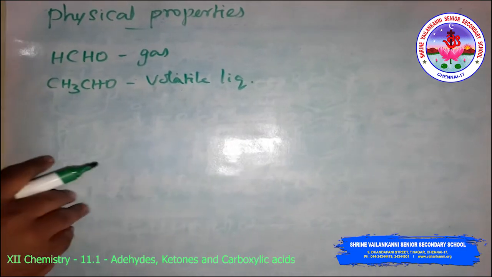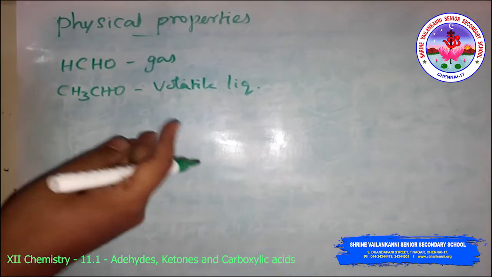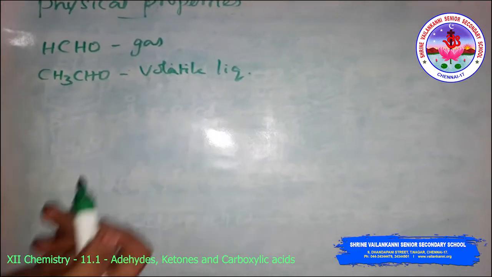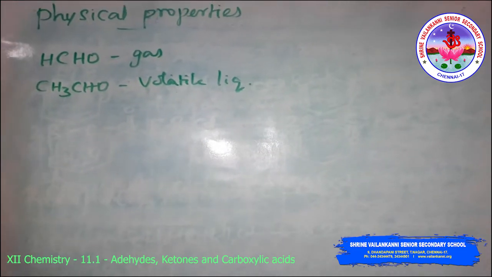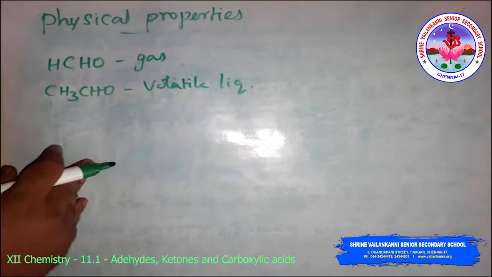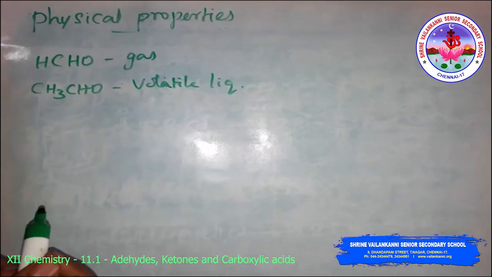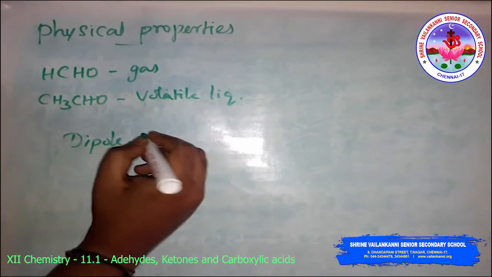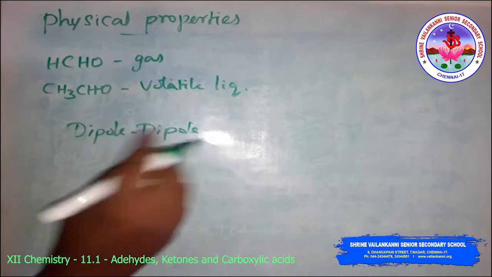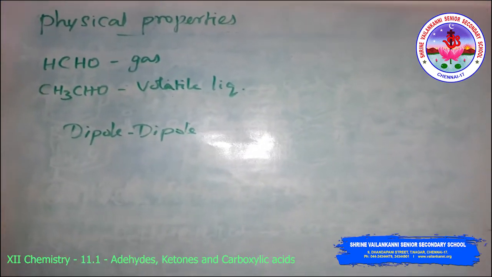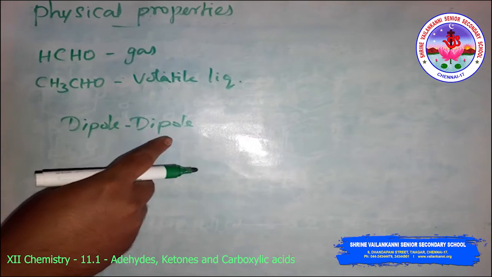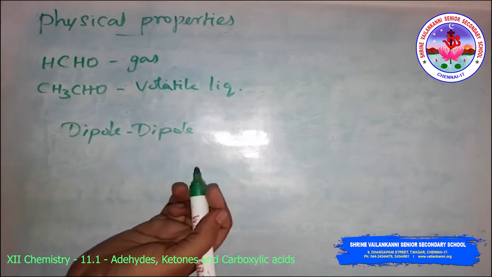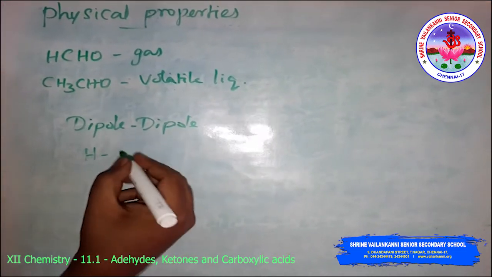The boiling points of aldehydes and ketones are higher than those of hydrocarbons and ethers of comparable molecular masses. Why? It is due to the weak molecular association in aldehydes and ketones arising out of dipole-dipole interaction. So dipole interaction is the reason. Also, their boiling points are lower than those of alcohols of similar molecular masses due to the absence of intermolecular hydrogen bonding.